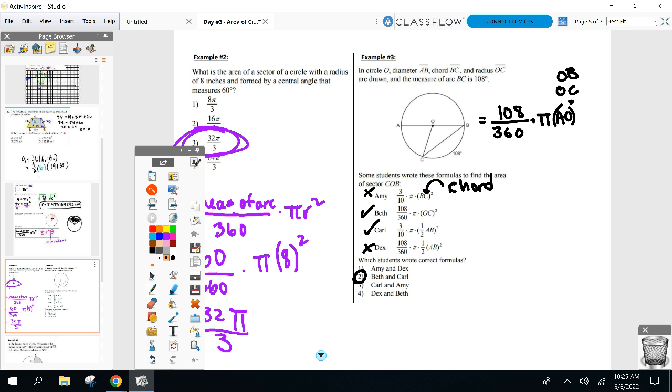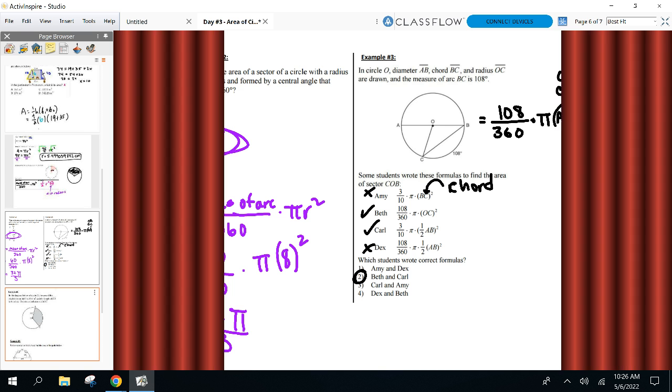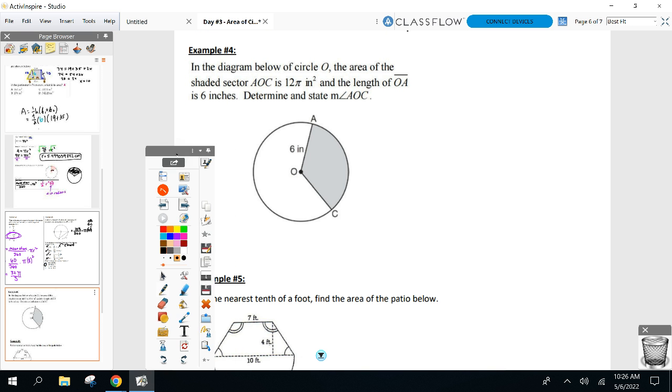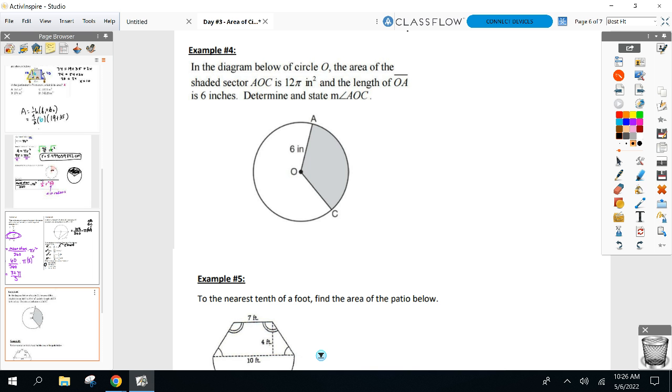You guys all good? All right, last thing I want to do before we get nuts is what if I give you the area of a sector, but I want the angle or the radius instead on this side? That's what we have to cover before we get crazy. Everyone see the area of this? I'm giving you the area of the sector is 12 pi. You know the sector area. What's the angle AOC?